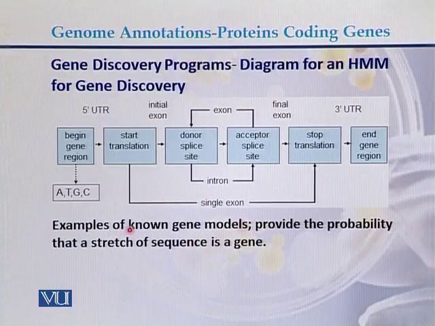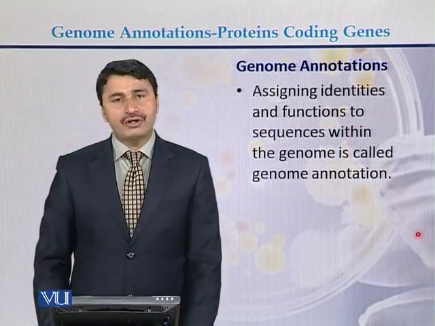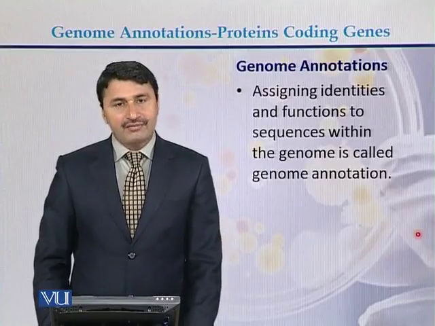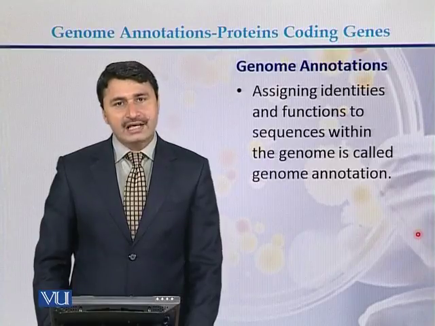This is an example of a known gene model that provides the probability that a stretch of sequence is a gene. If within a sequence of our DNA there is a 5-UTR sequence, then there are exons and introns, and at the end there is a 3-UTR region. So with the help of this program, we can identify that the stretch of nucleotides seems to be a gene. So to conclude, genome annotation is assigning identities and function to sequences present within the genomes.